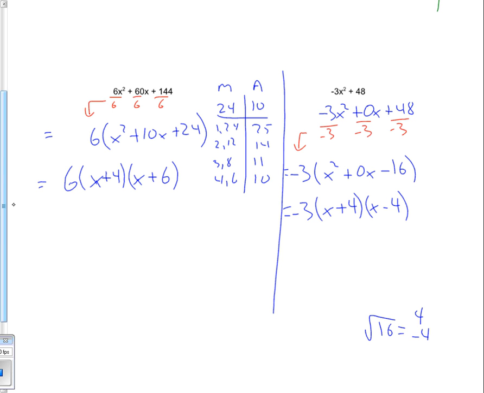Okay. So the important thing to remember about factoring is that you're always looking for two numbers that are going to multiply to the c value and that are going to add to the b value. And if the a value is not positive 1, you have to divide every term by the a value. And then always write things out as a trinomial.